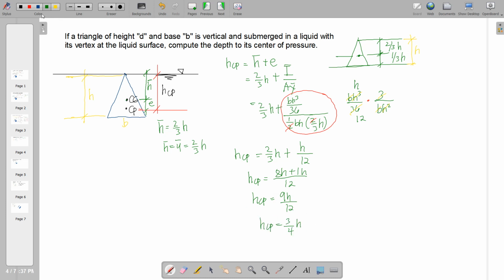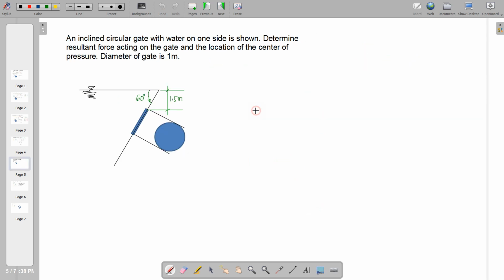So this is the value of HCP in terms of H, or the location of the center of pressure from the force up to the liquid surface. So that's it for this problem. So next problem, an inclined circular gate with water on one side is shown. Determine the resultant force acting on the gate and the location of the center of pressure.